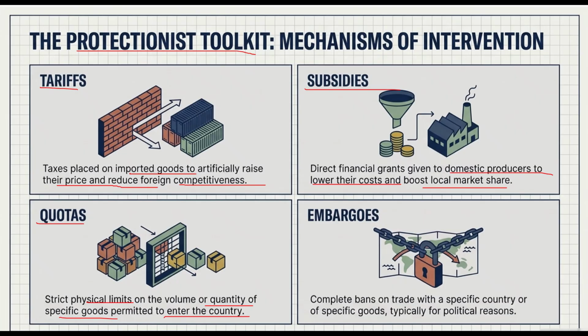Okay. And then we have embargoes. What is that? It's a complete ban on trade with a specific country or specific good, typically for political reasons. We have heard it many times, right? These products are banned in the USA, or these products are banned in the UAE or European countries, etc. So it can be from a particular country or some particular brands or products. So these are the commonly seen protectionist tools. Okay.